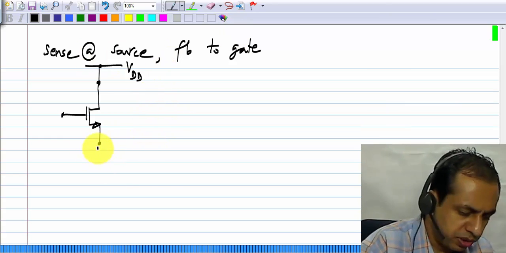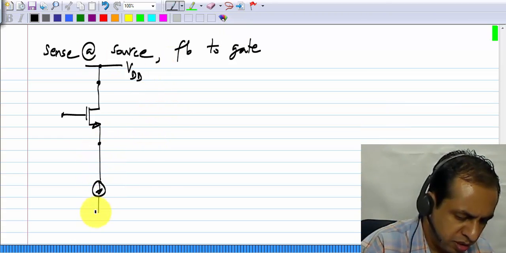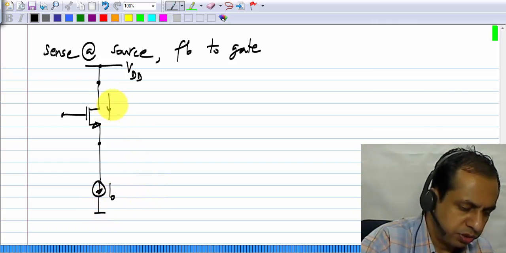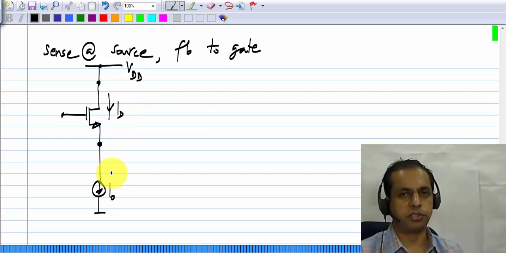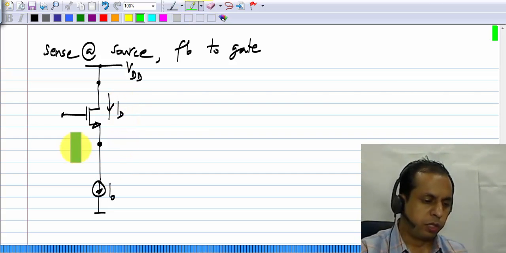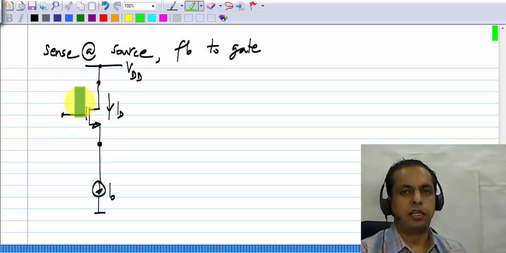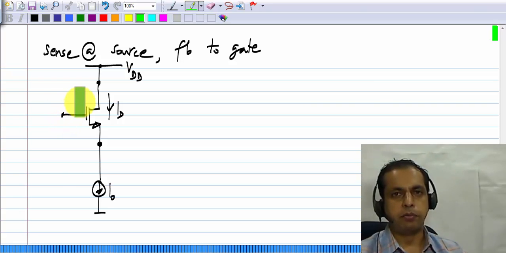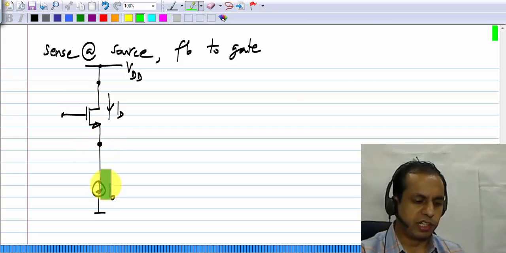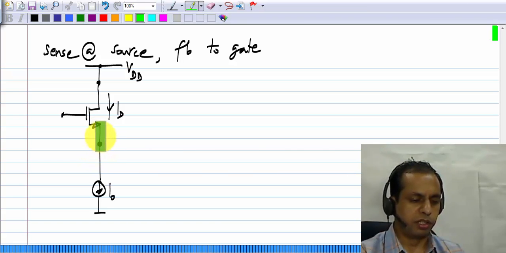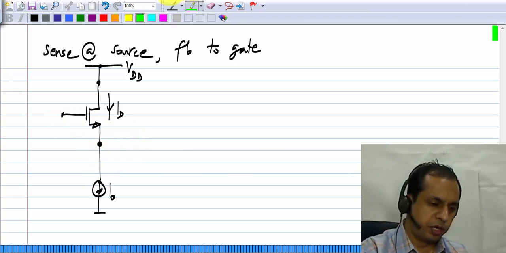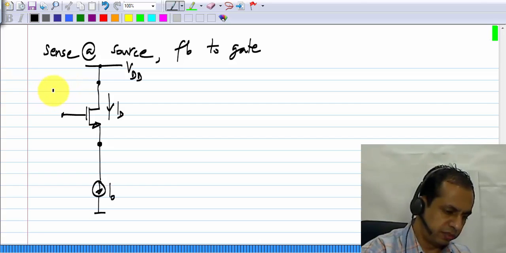Now, to sense at the source, I connect the current source I0 to the source terminal, and we have the actual drain current ID in the MOS transistor. Now, we are feeding back to the gate. Earlier, in our very first case, we were feeding back to the gate and we connected the source terminal to ground. But of course, now we are sensing the current difference at the source terminal. So, we cannot connect the source terminal to ground. The source terminal is connected to the current source and we have to feed back to the gate.